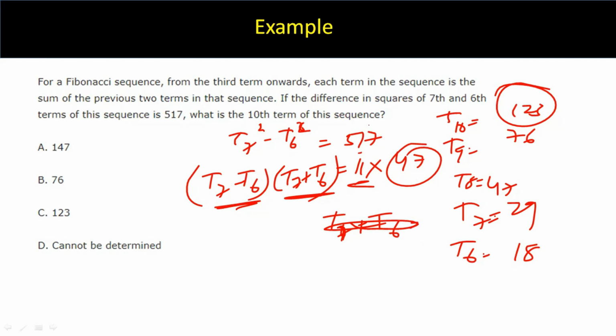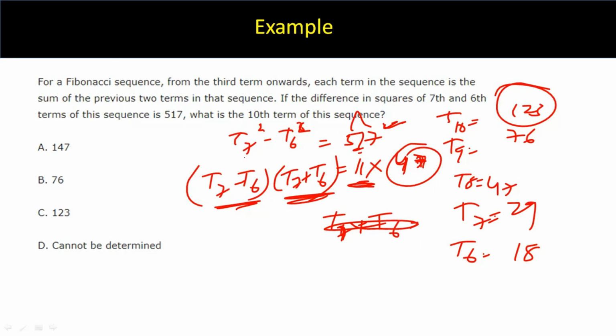How do you check the multiple of 11? 5 + 7 is 12, minus 1 is 11. Yes, it's a multiple of 11. So just divide by 11. 11 times 4 is 44, 7 and 7 is 11, 11 times 7 is 77. So 11 into 47. 47 is a prime number. Now the bigger one will be T7 + T6, and the smaller one will be T7 - T6.